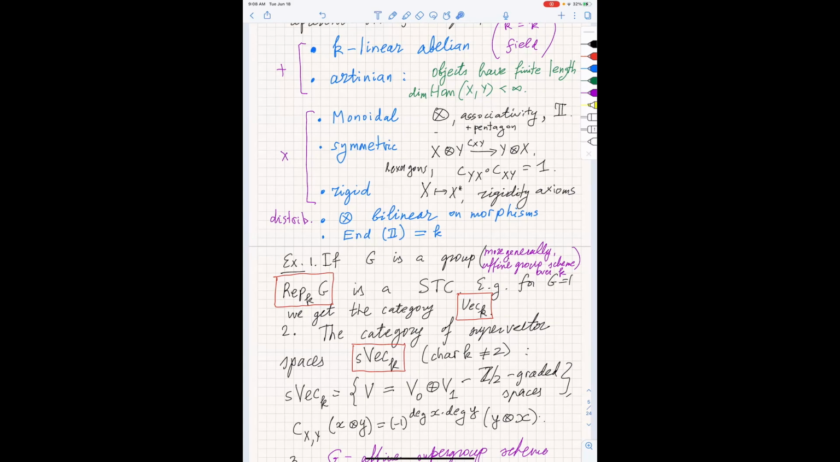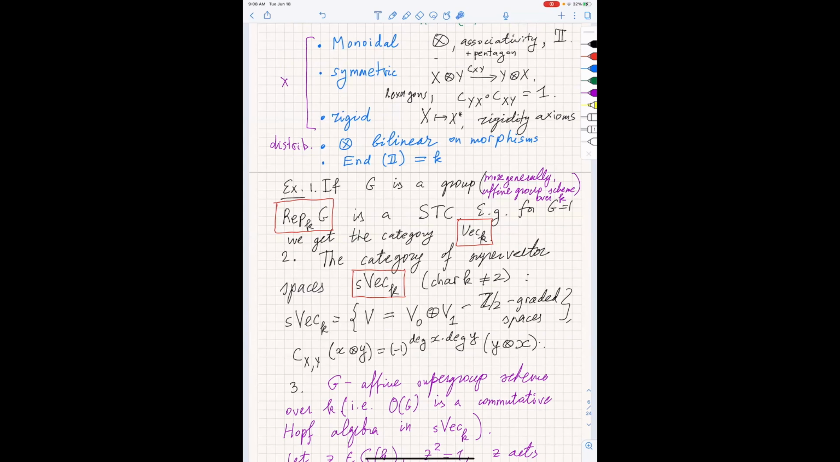Well, this definition is given on the basis of the example of a finite group, or more generally, a finite group scheme over K, category of representations. So this is definitely an example. And the most basic case is when the group is trivial, when we get the category of vector spaces over K. And then this is not the only thing that can happen. There is a very simple example that doesn't belong to this class, and that's the category of supervector spaces, which exists when the characteristic is not equal to 2.